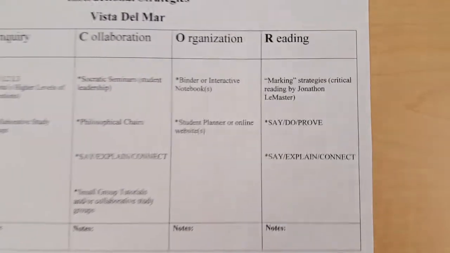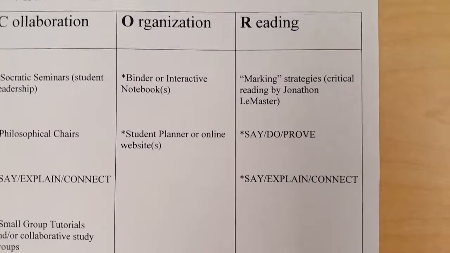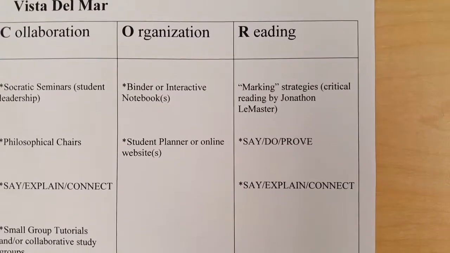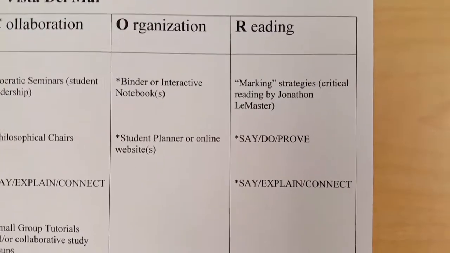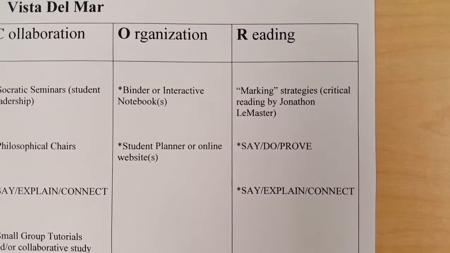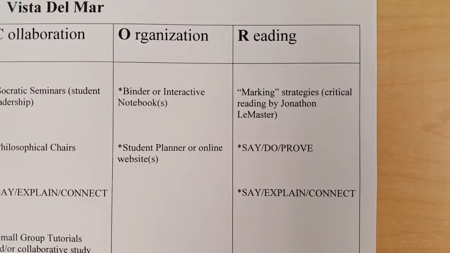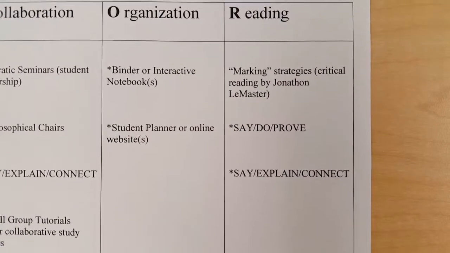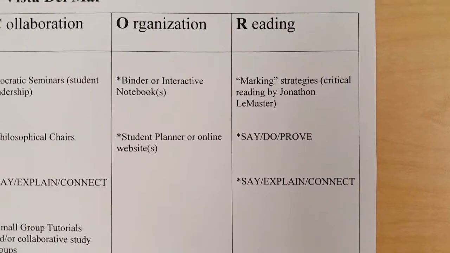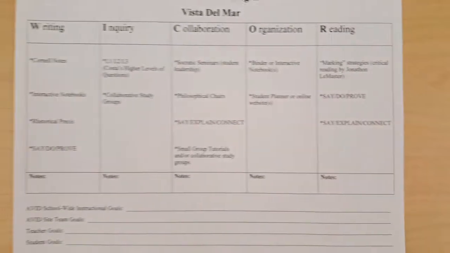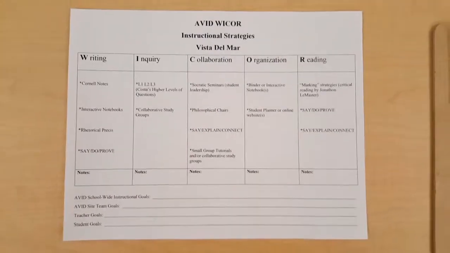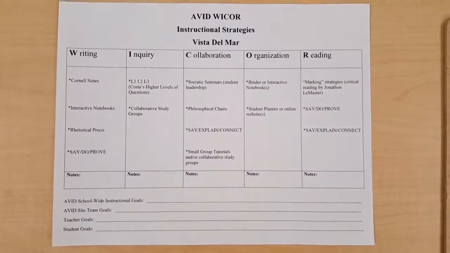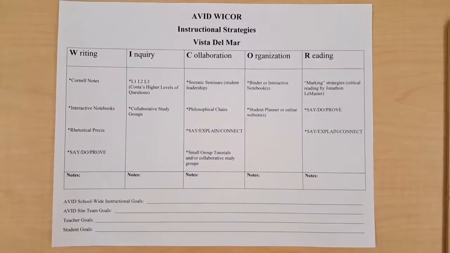And then last but not least, you have reading, and there are definitely a lot more reading strategies, but we need to make sure kids are marking the text. And a lot of the marking strategies I personally use were taken from the critical reading book by Jonathan LeMaster, which I learned way back in 2011, and made some modifications. And I'll show you more for each one of these and how they look, and we'll show student samples, and teachers will give out examples. And then you can see on the far right, say, do, prove again, say, explain, and connect again.